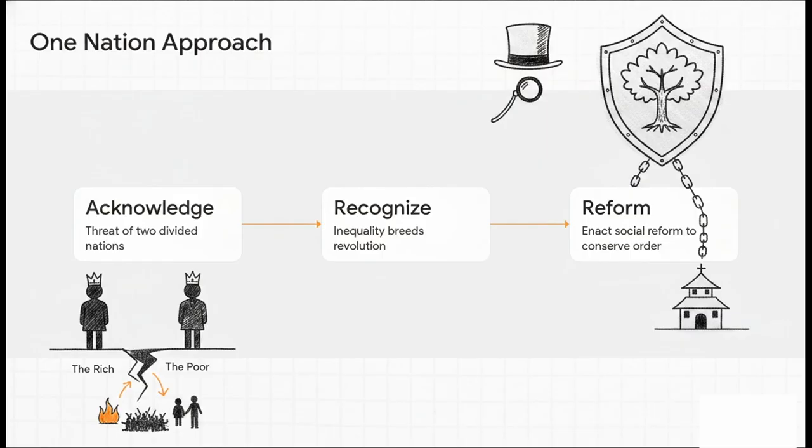So, what was his solution? Enacting paternalistic social reform. But notice, this wasn't about achieving genuine equality. Not at all. It was about using welfare strategically as the price of privilege, basically protecting the traditional hierarchical order from collapsing in on itself.